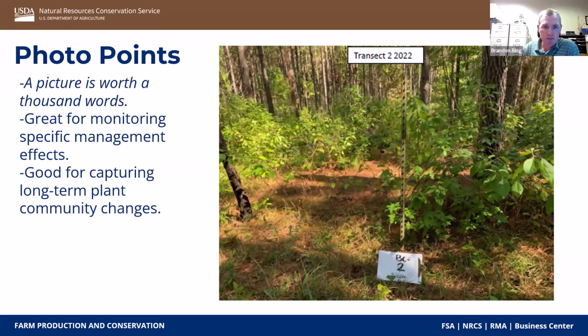Oftentimes you'll have a whole database full of pictures and you don't know which transect line they came from. So take it from me by experience, always take a whiteboard with you or a piece of paper and label your transects when you do them.